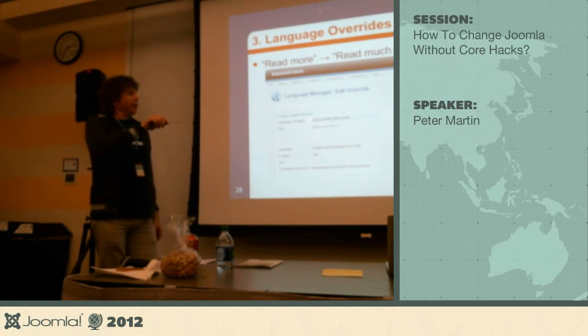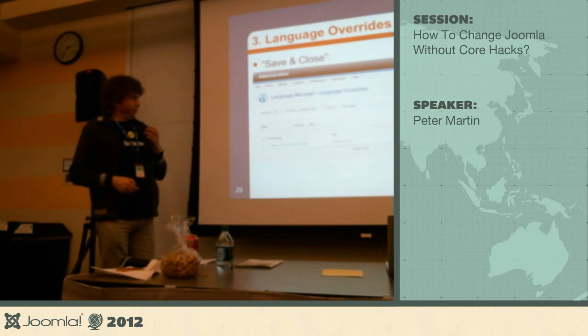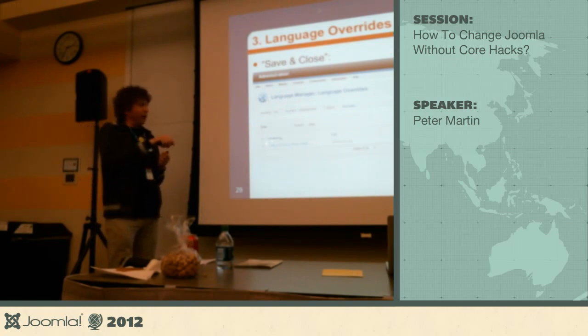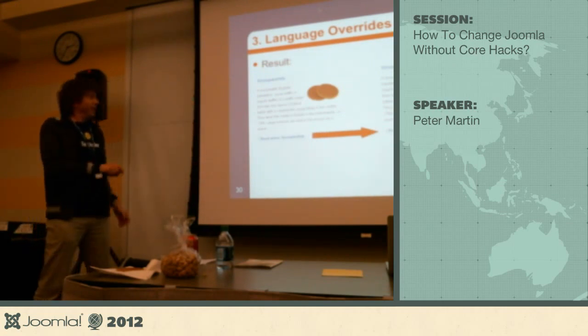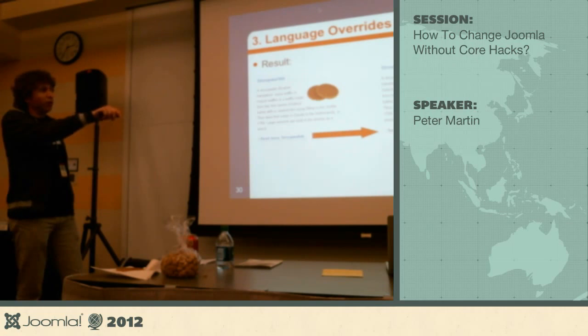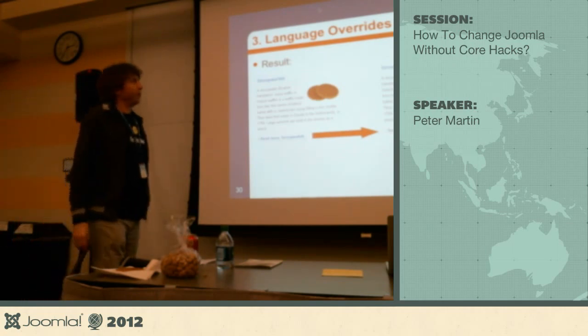And then here you see the label. Joomla searches the label for you. And here it says the language label, and this is my own text. And this is the result. Yeah, you can see "read more" becomes "read much more". That's all.